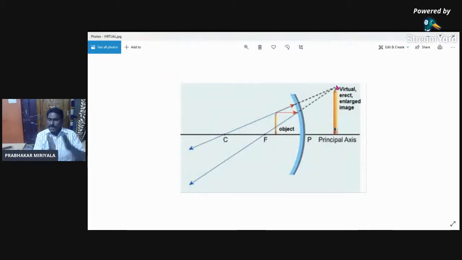Visual image means the reflected rays will not actually meet. We have to produce them in order to meet.